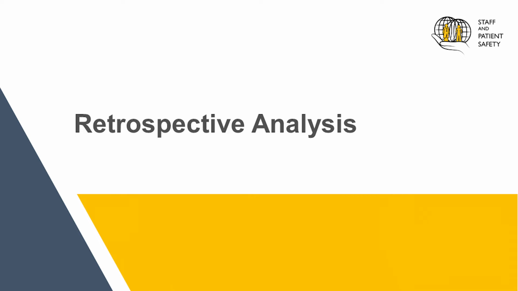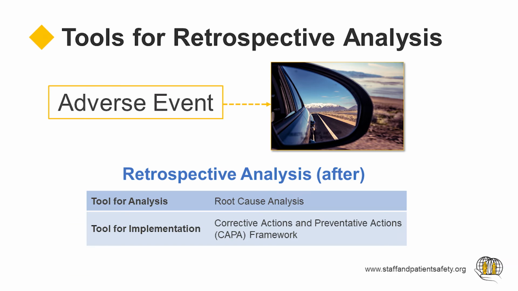We will start with a more detailed look at how the retrospective analysis can be conducted. Retrospective analysis uses two different tools: root cause analysis as the analysis tool, and the corrective and preventive action framework, commonly known as the CAPA framework, as the tool for implementing solutions to address the adverse event.